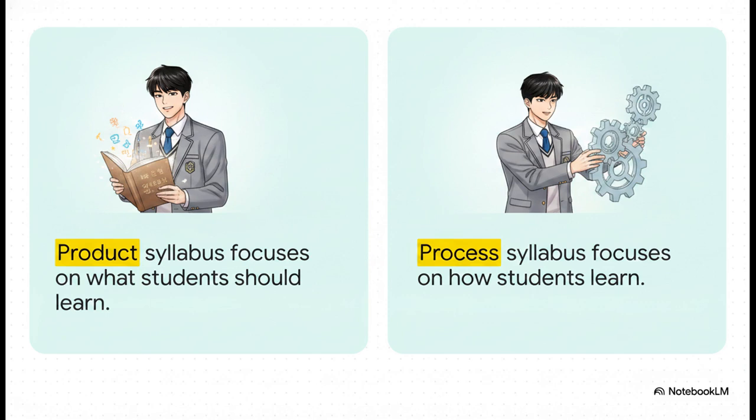You see, educational theorists usually divide syllabuses into two camps: product-oriented or process-oriented. A product syllabus focuses on exactly what students should learn, the end result. A process syllabus focuses entirely on how students learn, the activities and methods. But a content syllabus? It's not just one or the other, it's a dynamic combination of both. It includes learning important, specific subject knowledge, that's the product, while simultaneously learning through meaningful, engaging activities, the process.